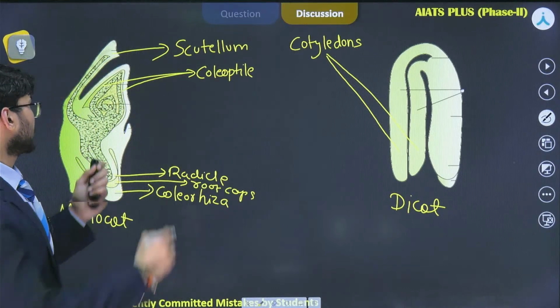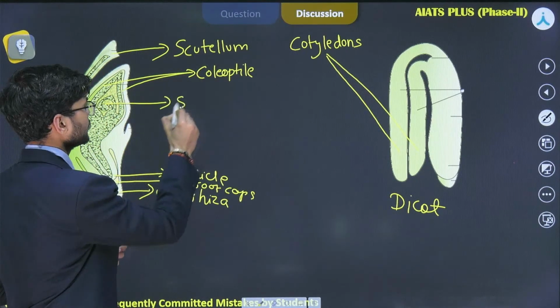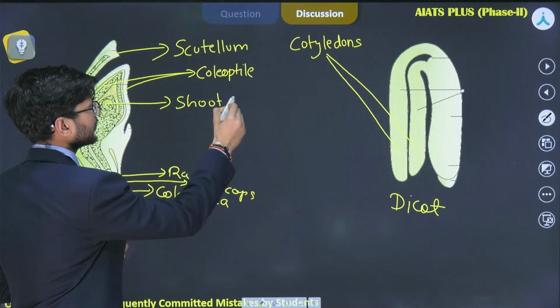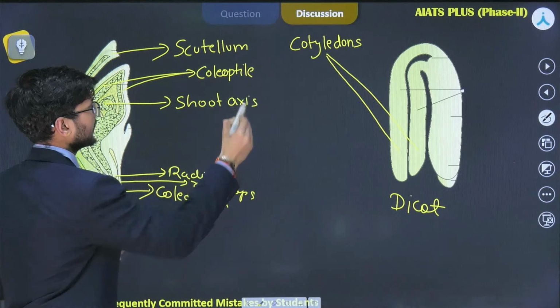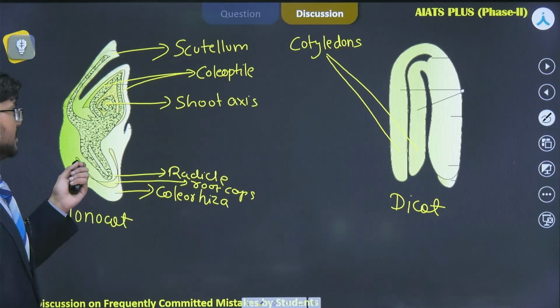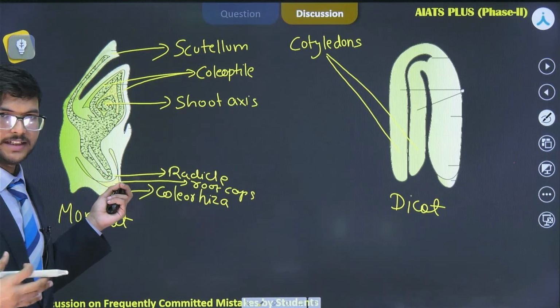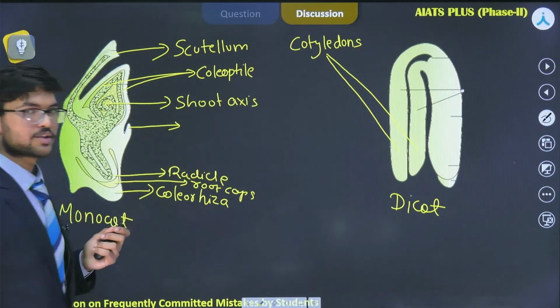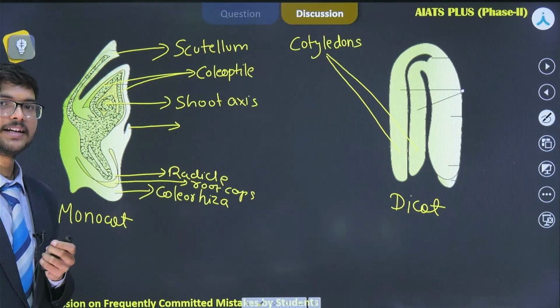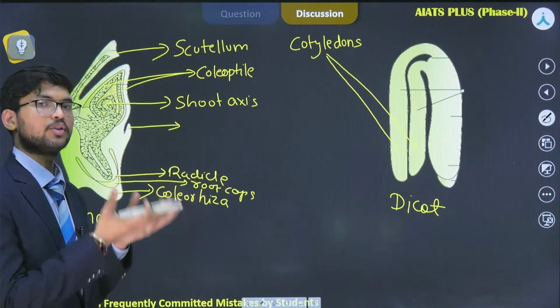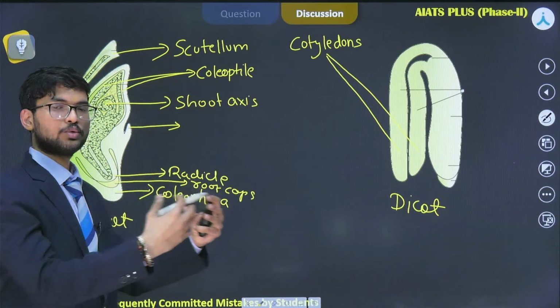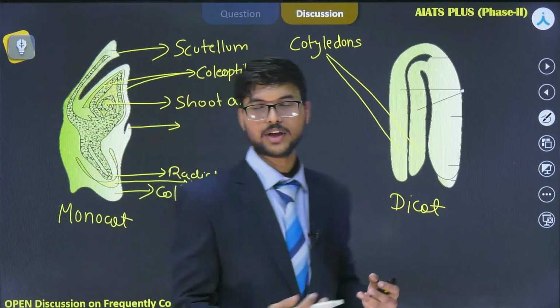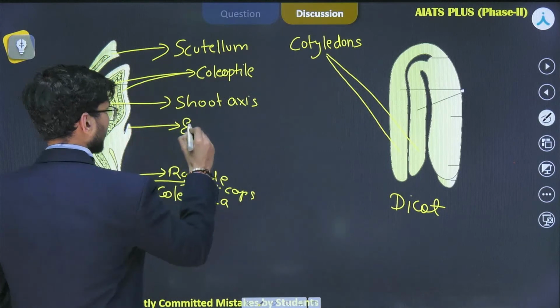While in monocots you will see some shoot axis as well. Okay, and sometimes in case of grasses you will find that there is another structure which is called as epiblast. Epiblast is the remnants of the second cotyledon that was lost due to the duration of the evolution. Okay, so it is a epiblast.